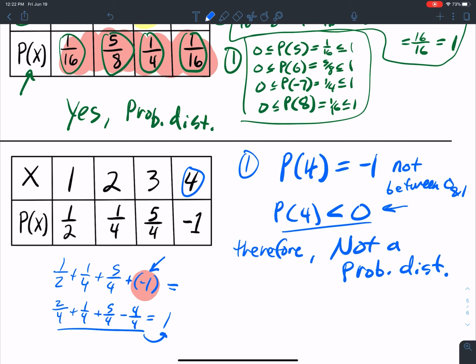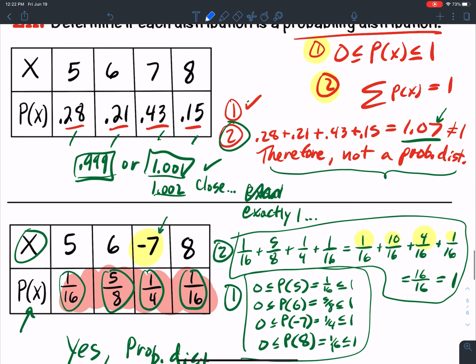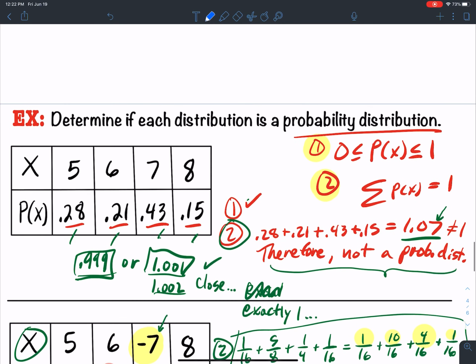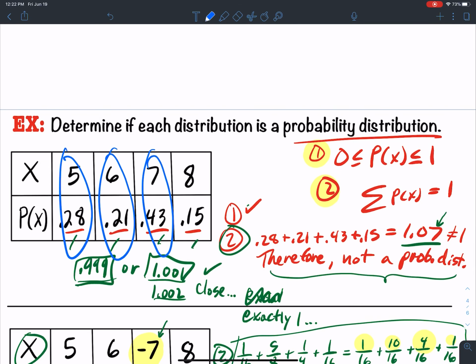So that's how you verify probability distributions. So hopefully you've got a better idea of what a probability distribution is. All it is is the values in a table and then the corresponding probabilities that go with those values. That's it. That's all there is.